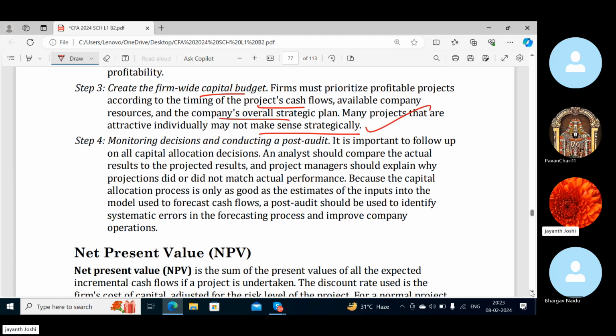Monitoring decisions and conducting a post audit. Whatever decision you have taken regarding the investment in the project, you will invest, and then you have to conduct audits so that all the shareholders may understand that each and every penny we are showing in the books of accounts really has been spent. All the audits are done based upon proofs and evidences.